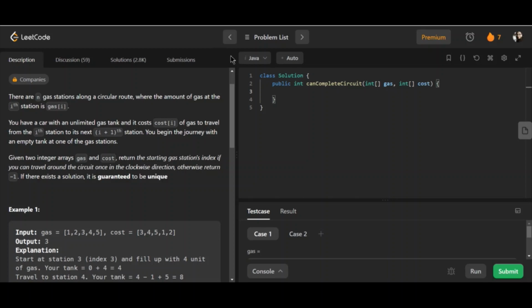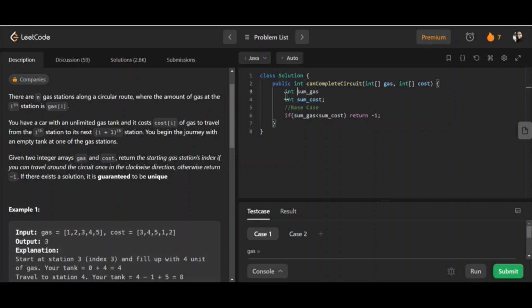Now let's start coding. At first we have to check for the base case. So the base case will be: if sum of gas is less than sum of cost, then return -1. And from where will we get these two values, sum of gas and sum of all the costs to travel across? We have to take these variables.